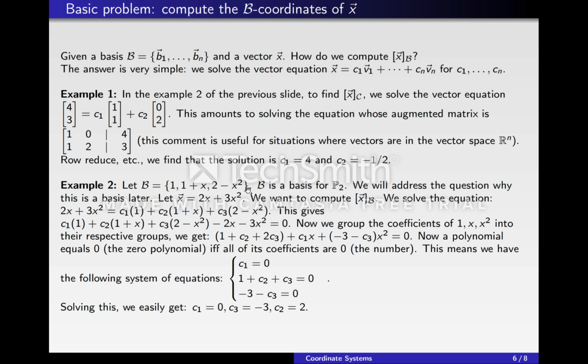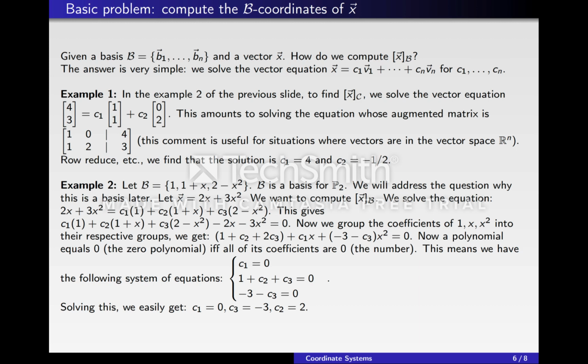Okay, so let's go to example 2, which is slightly different in that the vectors are in the space of polynomials, P sub 2. Remember that P sub 2 is the space of all polynomials in the variable x that have degree at most 2. So B consists of 3 vectors: the polynomial 1, the polynomial 1 plus x, and the polynomial 2 minus x squared.